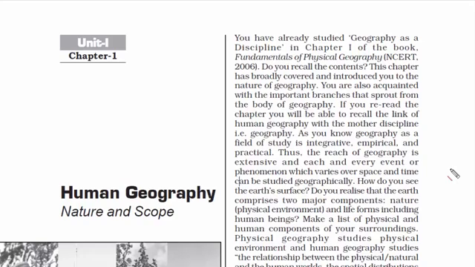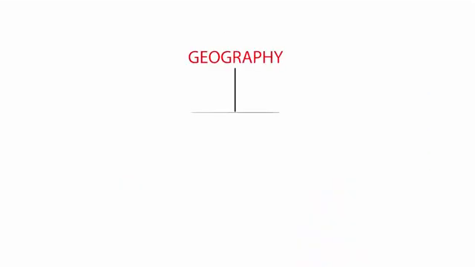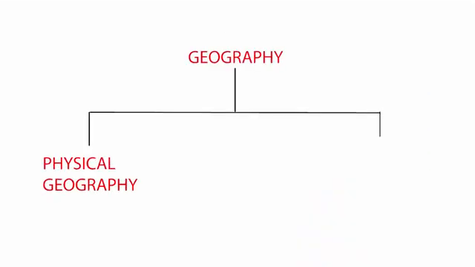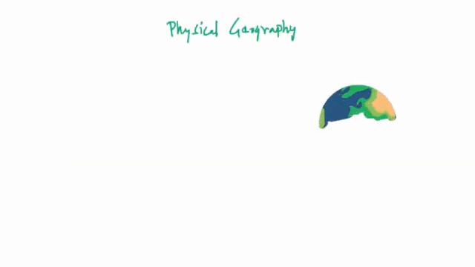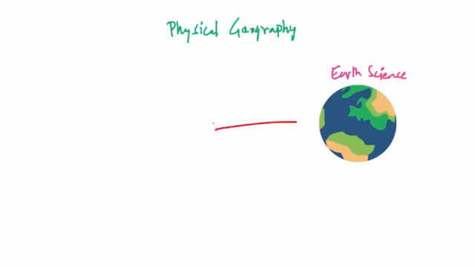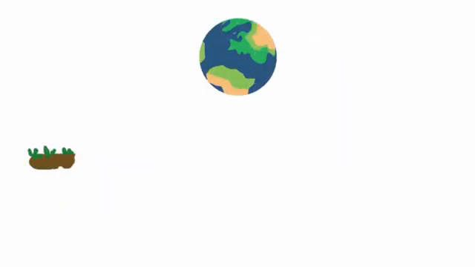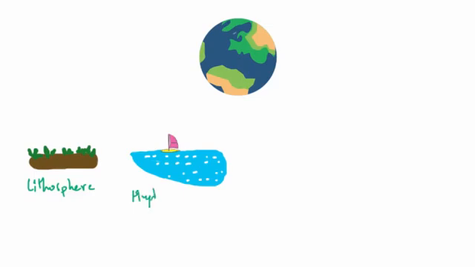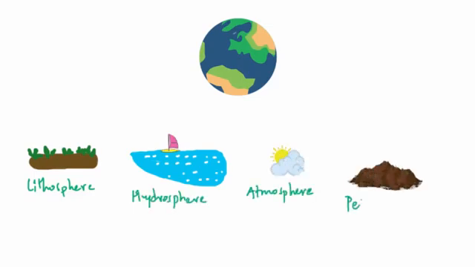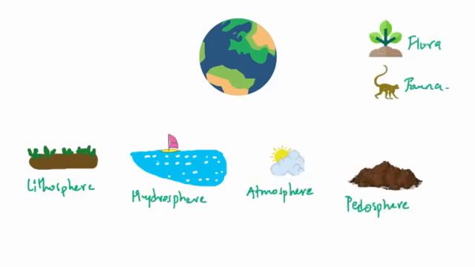Although this chapter is about human geography, let me just give you an overview about geography as an academic discipline. Geography is divided into two branches, that is, physical geography and human geography. Physical geography, or sometimes we call it physiographic, focuses on geography as an earth science. It aims to understand the physical problems and the issues of Earth. Now, Earth consists of lithosphere, hydrosphere, atmosphere, pedosphere, flora and fauna patterns, which means biosphere. All of this combines to form Earth.